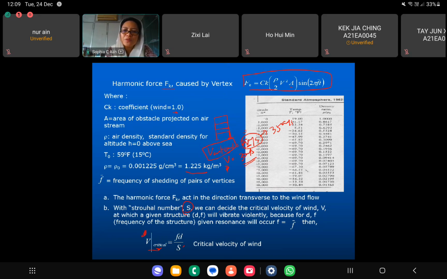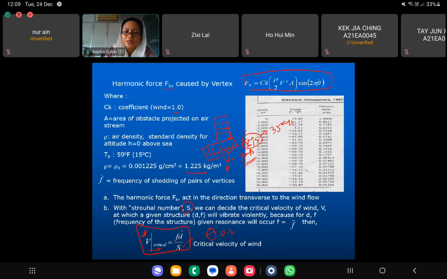Now, the next question is how you can increase it, what you can do. So you check on this equation, because this is the equation of critical velocity. Critical velocity says that frequency times diameter divided by Strouhal number. Now, if your structure is cylindrical, the Strouhal number is already fixed, 0.2.